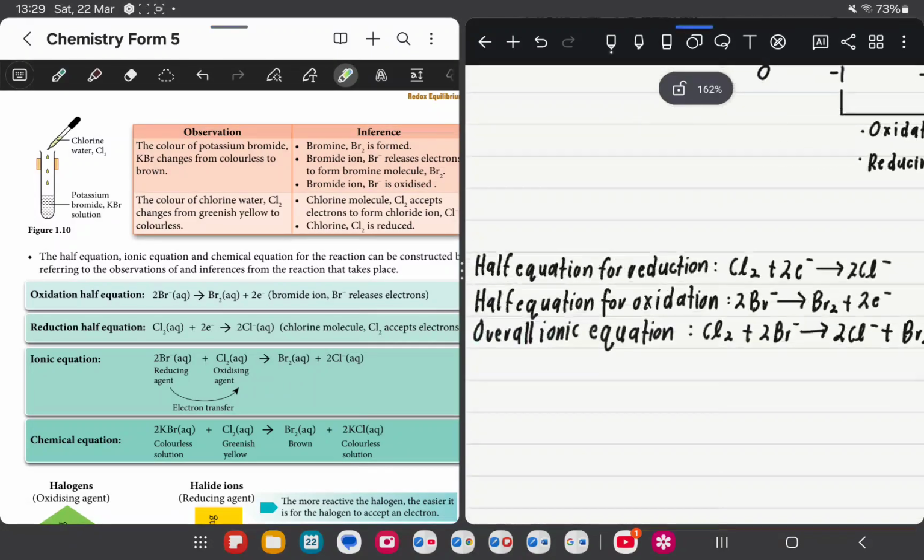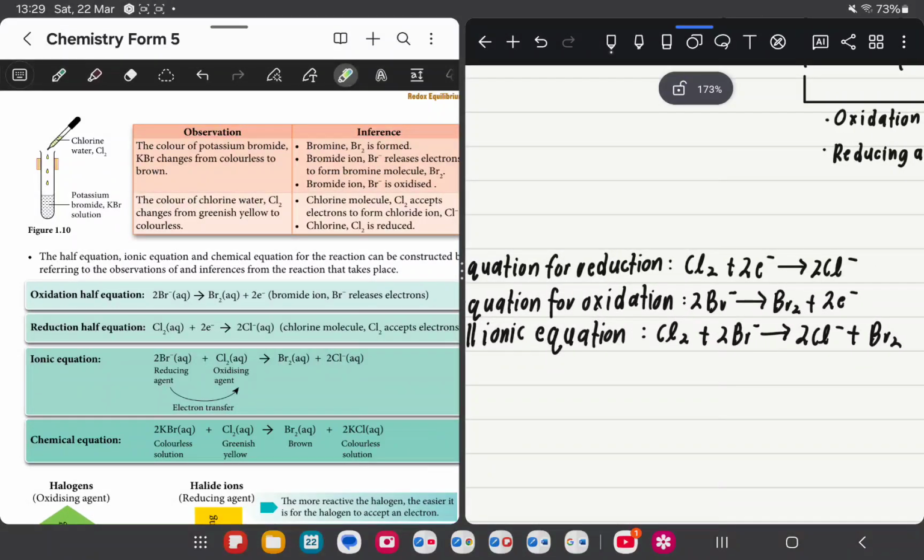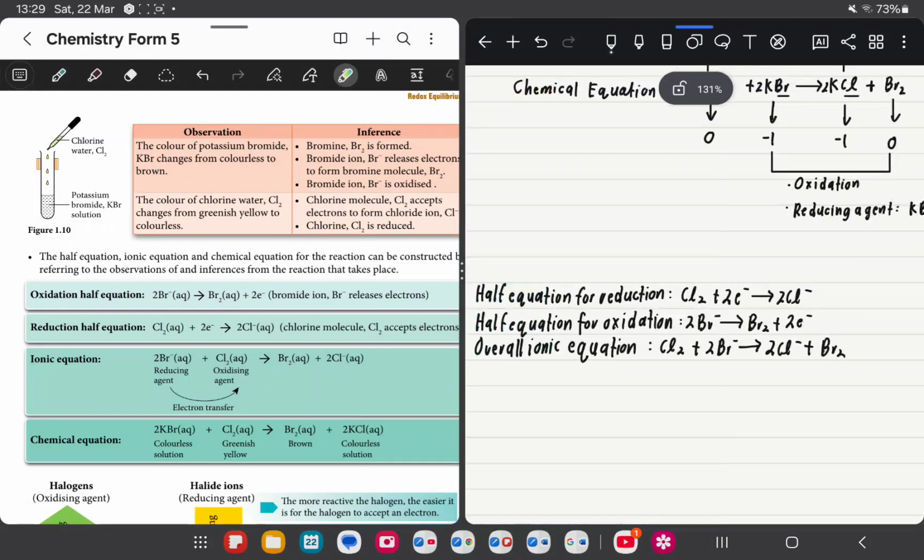So after this, if they ask you anything from this half equation, let's say for reduction, they ask you, does chlorine accept electron or donate electron? Undergoes reduction means it must accept electron. Oxidation means it loses electron. So your bromide lost electron. How many electrons does it lose? 2 electrons. So remember, don't get it wrong.